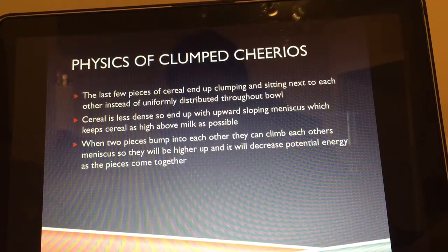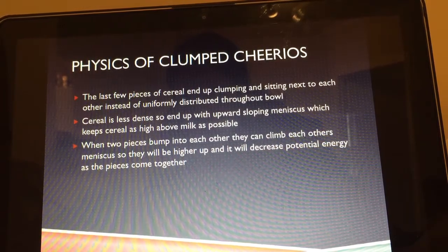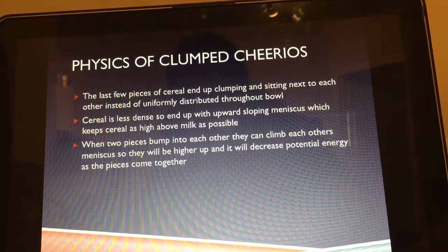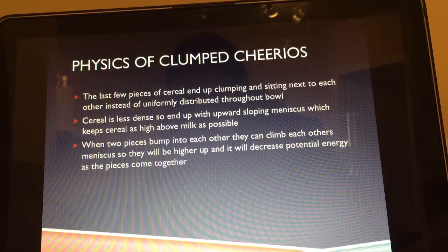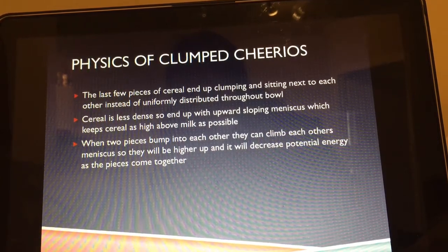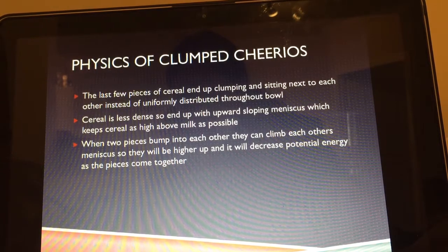They both want to get to the highest point, so if they climb up each other's meniscus as well as their own, they will end up higher up from the milk and with less potential energy. So this is what causes the pieces of cereal to come together in the bowl of milk.